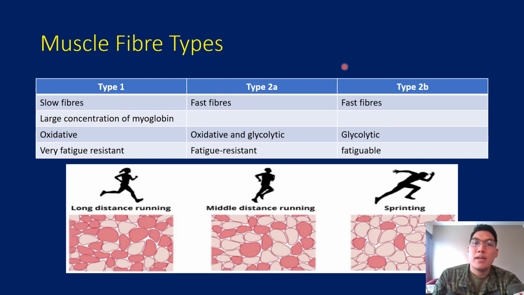Type 2 is subdivided into 2A and 2B. They are both fast fibers. However, Type 2A is both oxidative and glycolytic and fatigue resistant, while Type 2B is glycolytic and very fatigable, usually meant for sprinting or short, strong bursts of contractions.